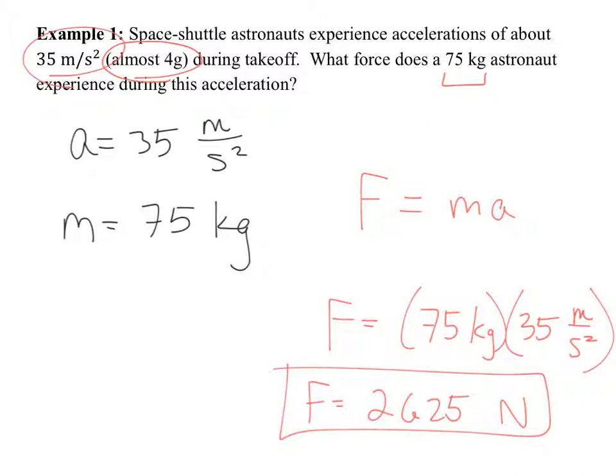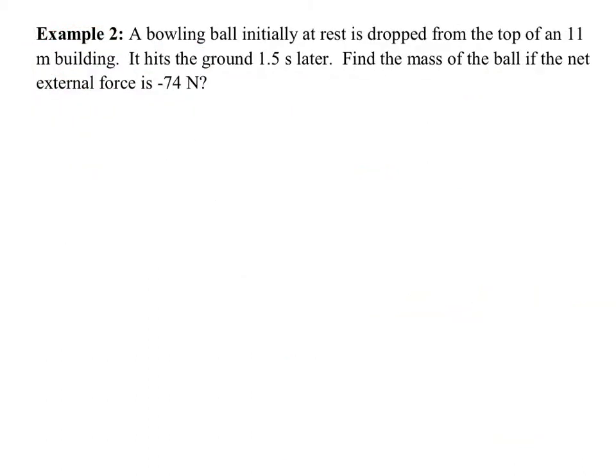I'm going to hold off there. In this second example, we have a bowling ball that's at rest initially and it's dropped from the top of an 11-meter building. It hits the ground a second and a half later. Find the mass of the ball if the net external force on the ball is negative 74 newtons.